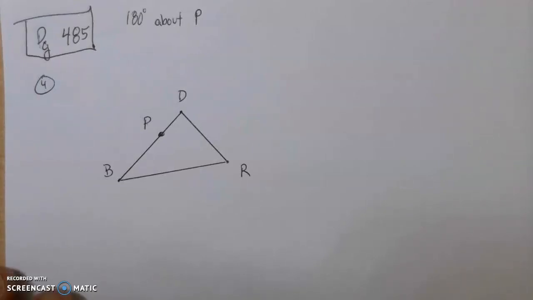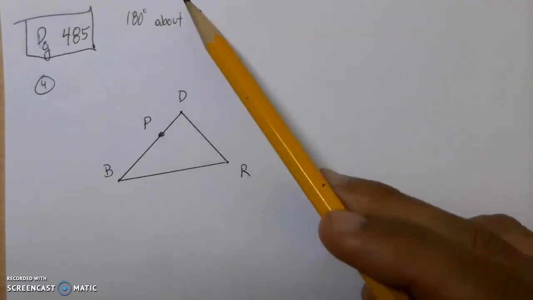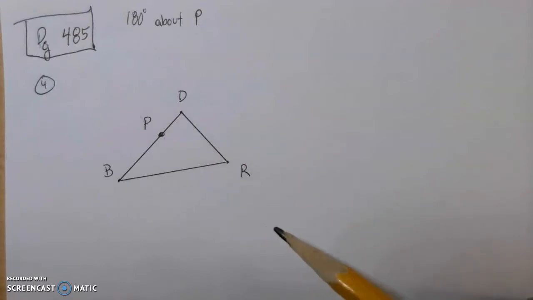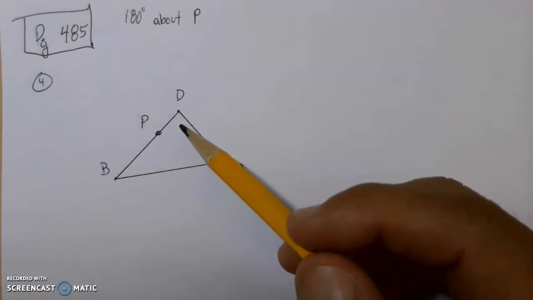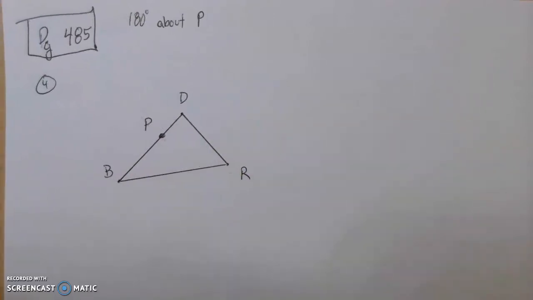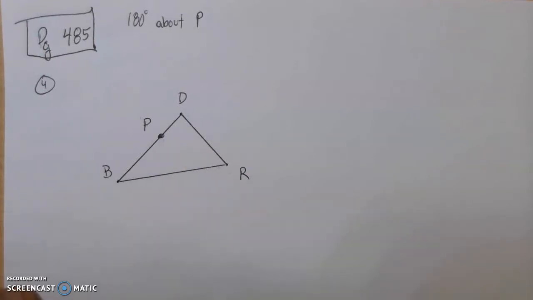All right, we're looking at page 485 here. We're going to do number 4, rotations. The directions are going to ask us to label, draw the new image, rotate around point P, and for number 4, 180 degrees. And you're going to label the new triangle. So this is obviously a triangle here, BDR. We're going to rotate each one of these 3 points around this P.